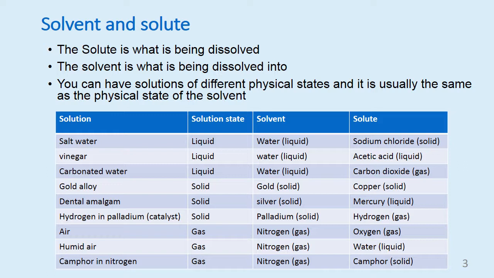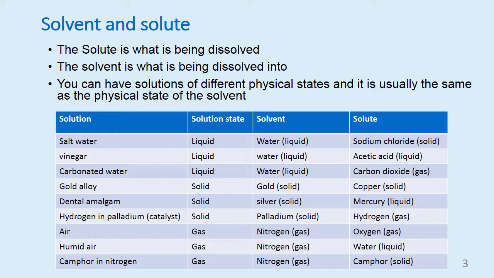You can have solutions of different physical states, and usually the physical state of the solution will be the same as the solvent. So you can see, like I said, solid and liquid is a liquid solution, salt water being an example. Vinegar is an example of a liquid in liquid solution. Carbon dioxide dissolved in water gives us carbonated water, so that's a gas in a liquid.